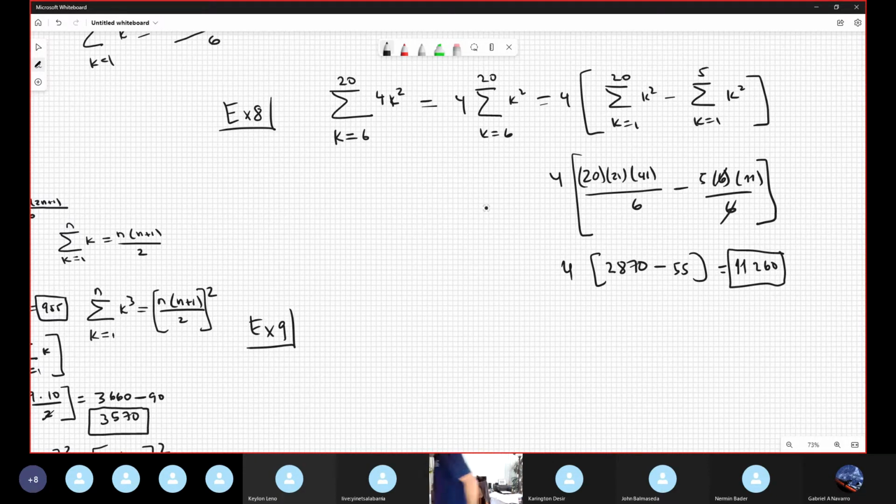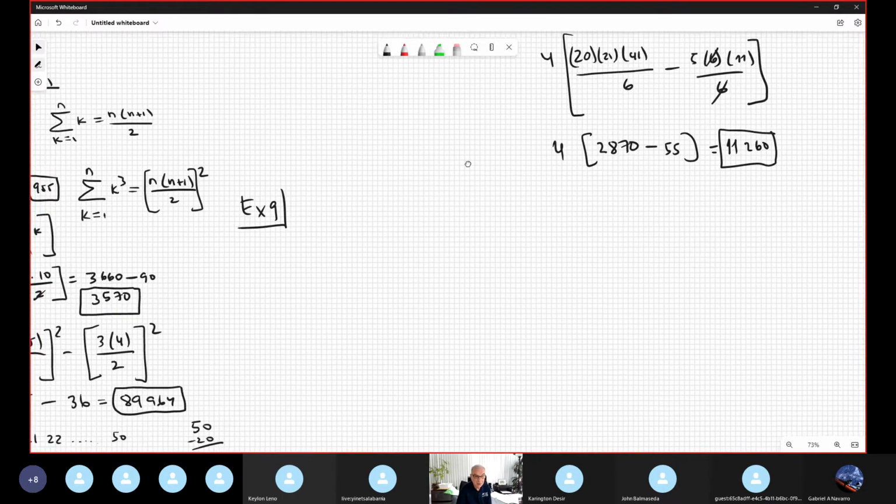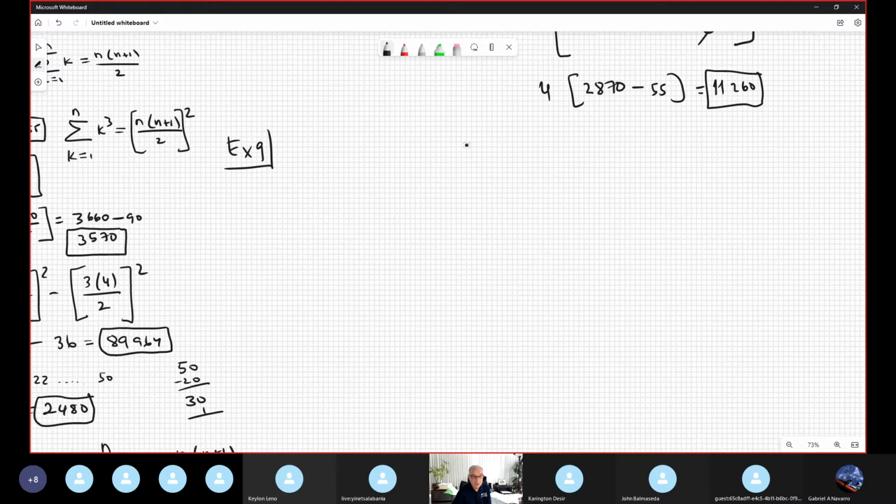Okay, let's do one more. Now we have time to start a little bit of the next section. Okay, number 9 is, look, it's easy in my opinion. A summation from k equal 1. Oh, nice. I appreciate so much that k is 1. I don't need to split.